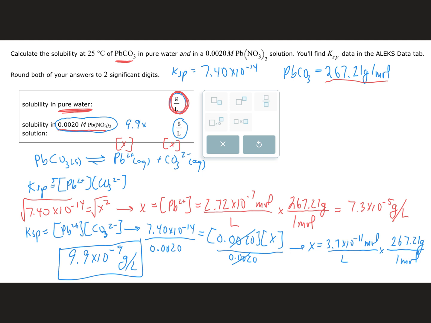So 9.9 times 10 to the minus 9 here, and 7.3 times 10 to the minus 5 here. So just pay attention to what they're asking for. I think many of you are solving, getting X, and then just trying to put molarity in here, when it's not asking for molarity, it's asking for grams per liter. So we need to take into consideration the molar mass to convert molarity, which is moles per liter, into grams per liter. All right, moles cancels out, and we're left with grams per liter.